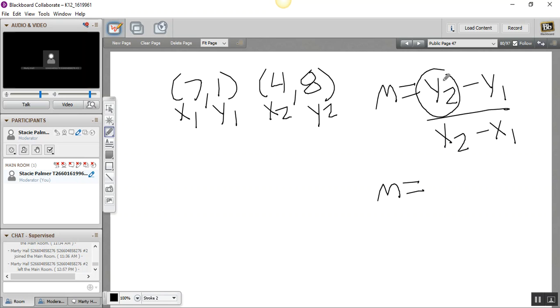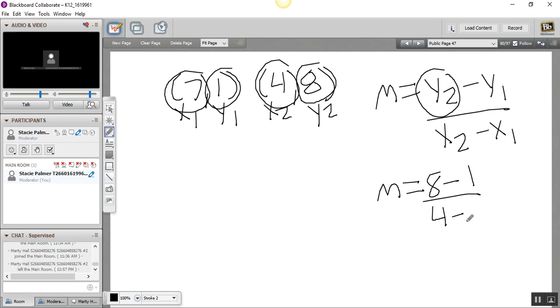So instead of the y2, we plug in 8. Instead of the y1, we plug in 1. Instead of the x2, we plug in 4. And instead of the x1, we plug in 7. Now we just simplify. So get out your calculator.